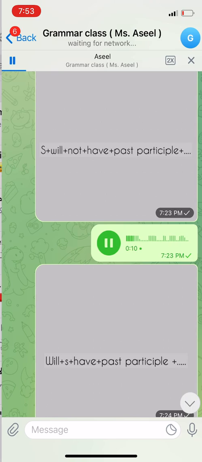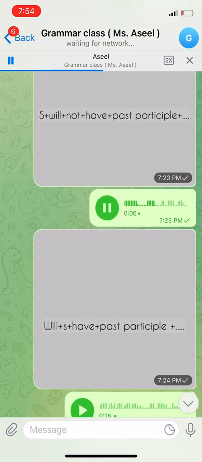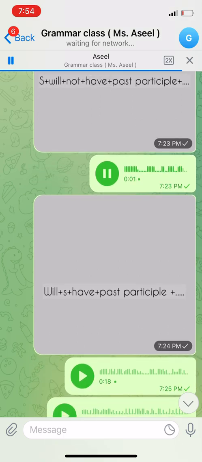He would not have done it by this evening. This is an example of the future perfect tense in a negative sentence.